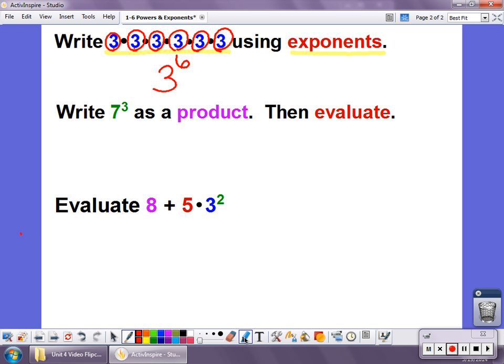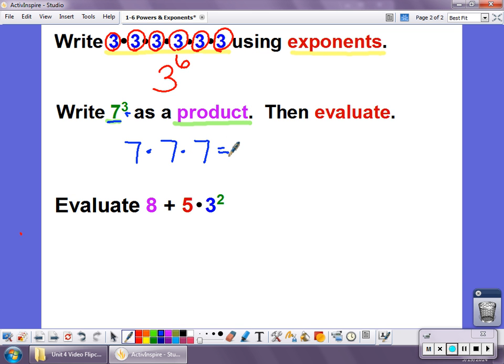Another thing you might be asked to do is to take something that's written with exponents and write it as a product. Now a product means we want to write it out as a big long multiplication sentence. So again, the factor we have is 7. That means we're going to multiply 7 over and over. And the exponent tells us how many times? 3 times. So I need 7 3 times.